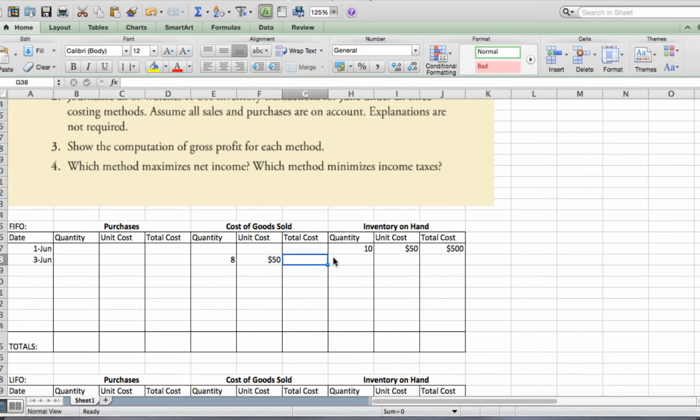So our total cost there, $400. 8 times 50. And then over here, what I want to do is subtract these 8 units from what I have on hand, and that leaves me with 2, and those are the $50 units.